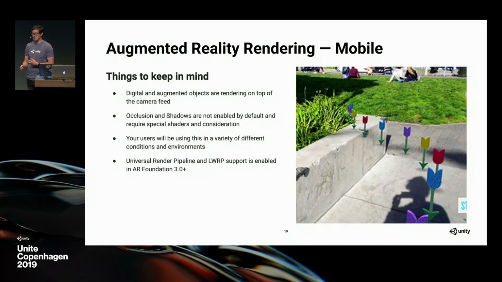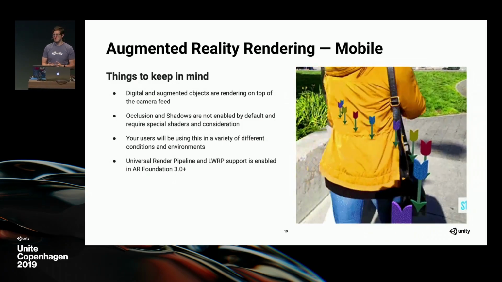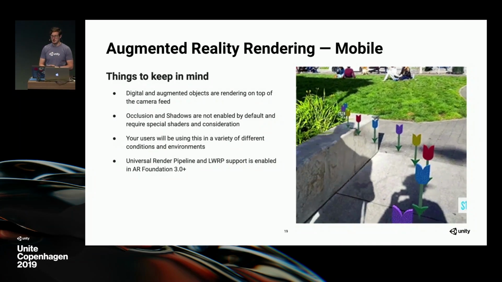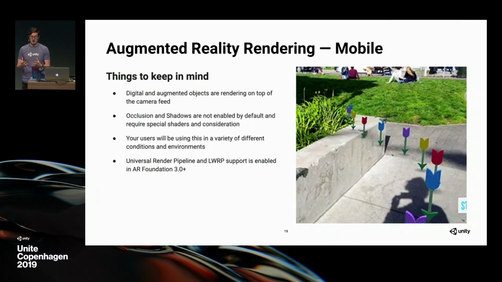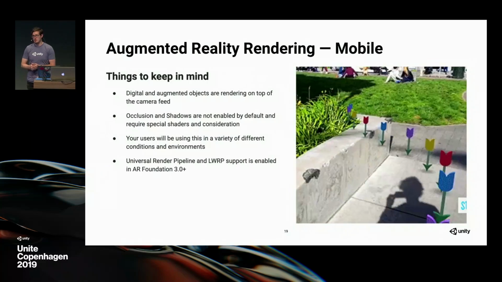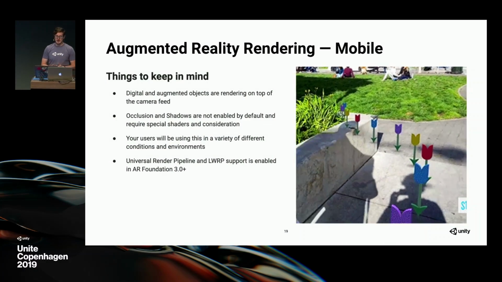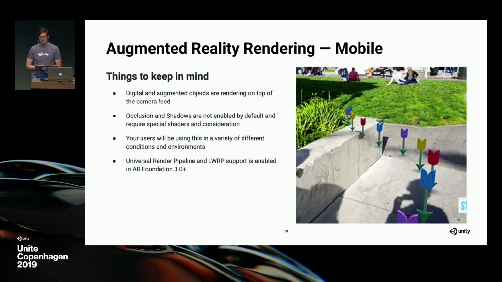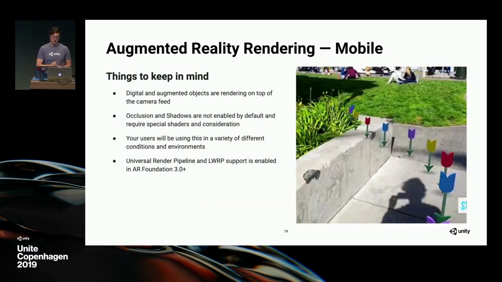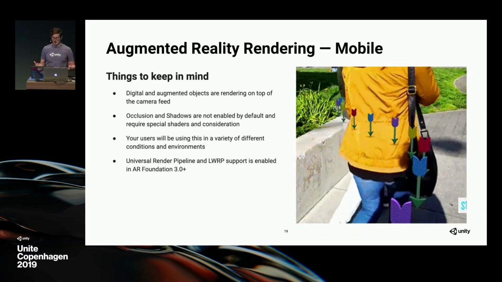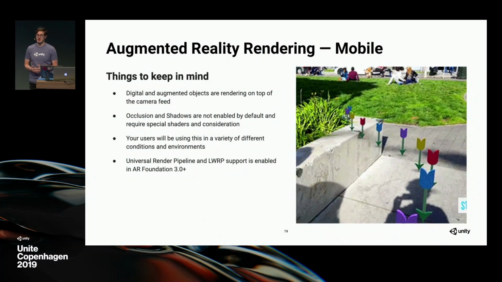One thing to keep in mind as well is shadows are not on by default. In the physical world, almost everything is either casting a shadow or has a shadow on it, and to me that's really important to ground objects in augmented reality and start to understand where they are in depth. And also keep in mind that when you're building an augmented reality experience, you're usually testing in your local space, but your users are going to be using it in a variety of different places and locations.